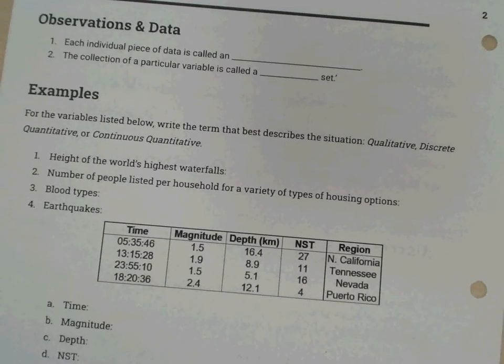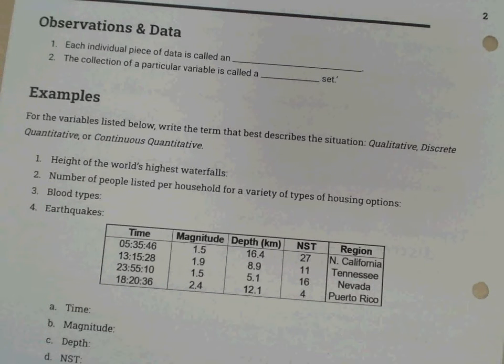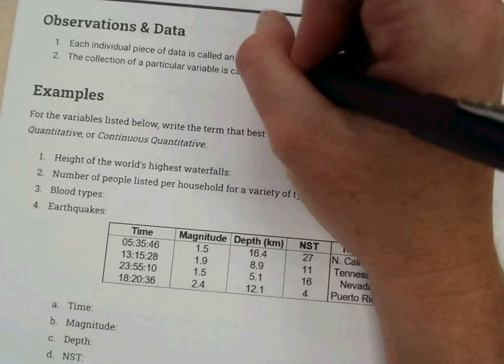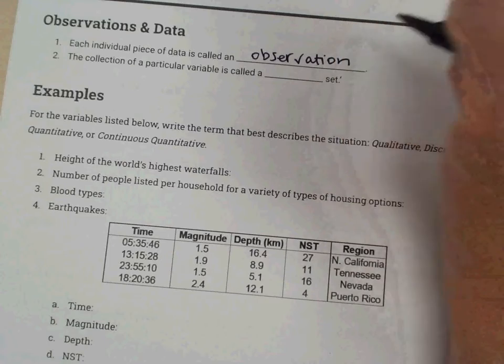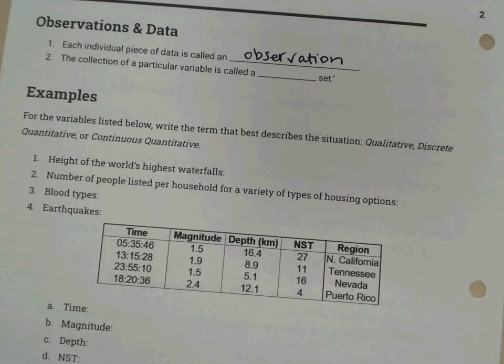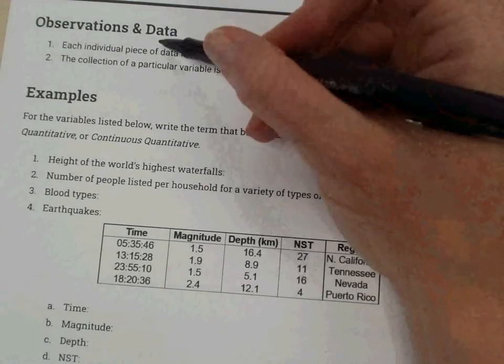Last two terms. Observations and data. So each individual piece of data is called an observation. So that data piece that Elon Musk makes $255 billion, that is one observation. That Bezos makes $177 billion, that's another observation. Each individual data point is considered an observation. And the collection of a particular variable is called a data set.